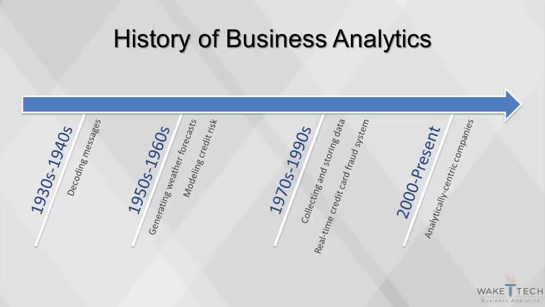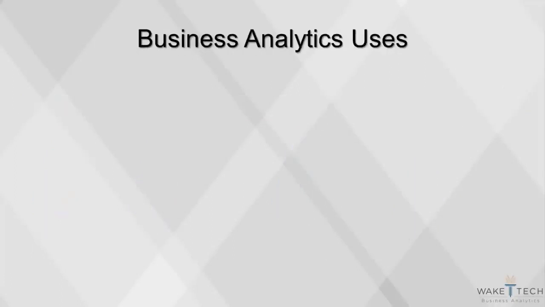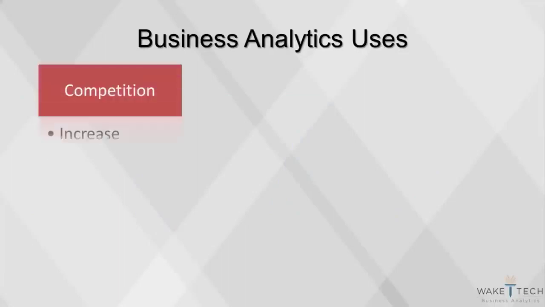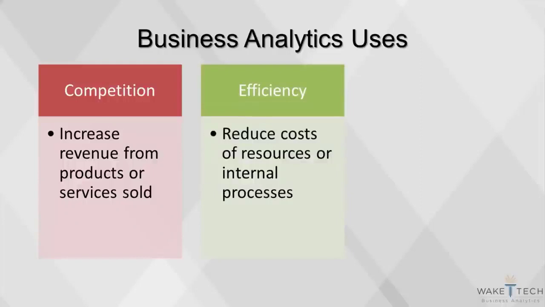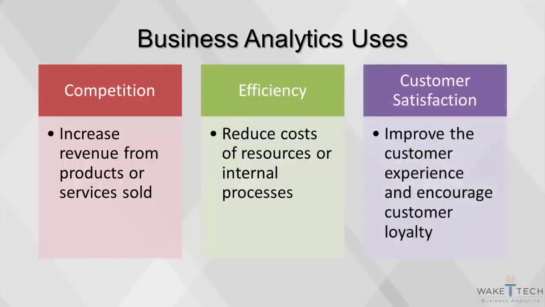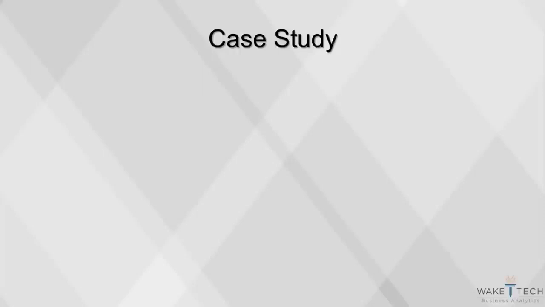The rapid ascension of these tech companies has led to an arms race, where all businesses have become committed to analytics. Businesses use analytics to gain an edge on their competitors and increase profits. The three main areas in which they do this are competition, to increase revenue from products or services sold, efficiency, to reduce the cost of resources or internal processes, and customer satisfaction, to improve the customer experience and encourage customer loyalty. Here's a case study as an example.